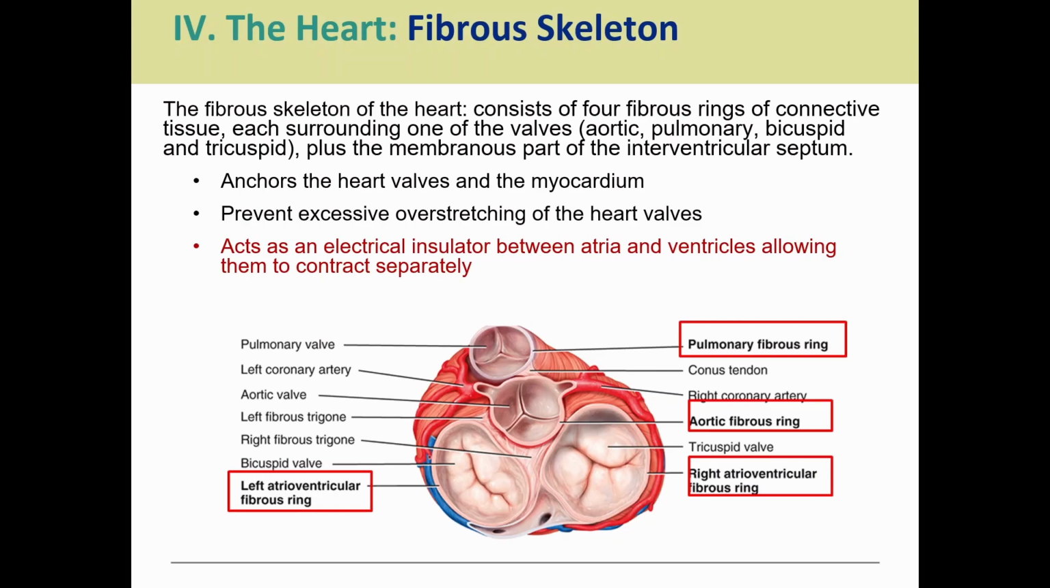These are going to help anchor heart valves to the myocardium and prevent it from overstretching, as well as act as an electrical insulator between the atria and ventricles, because we want to contract atria separately than we do ventricles. If everyone's contracting together, the heart's not going to be effective as a pump. We need to be able to separate atria and ventricular contractions by at least a fraction of a second, right? We need a small pause between those. And the fibrous skeleton provides that insulation so that those signals don't cross over too fast.